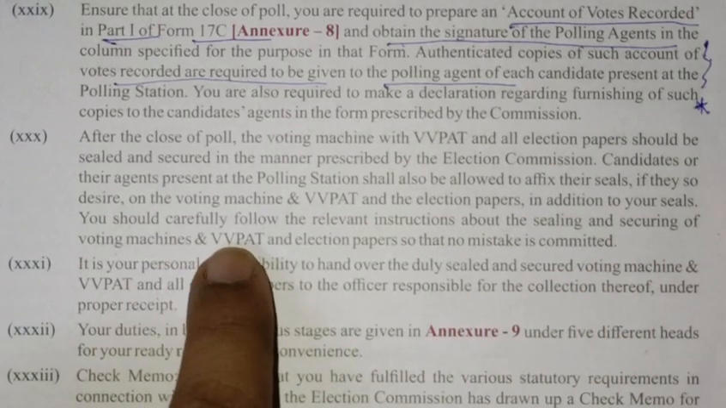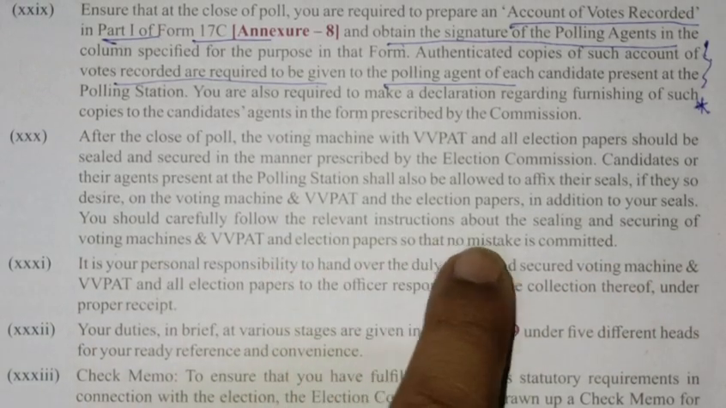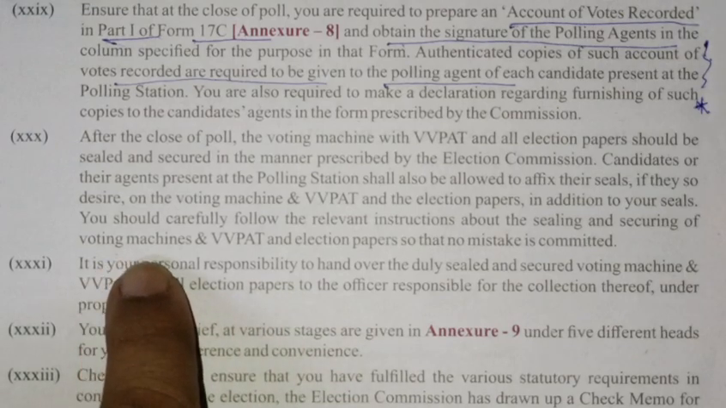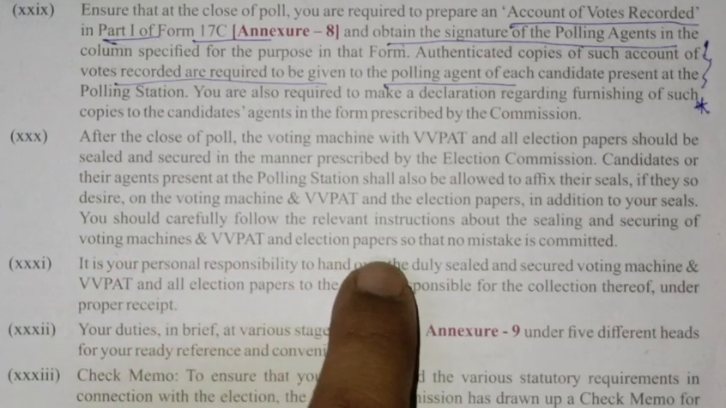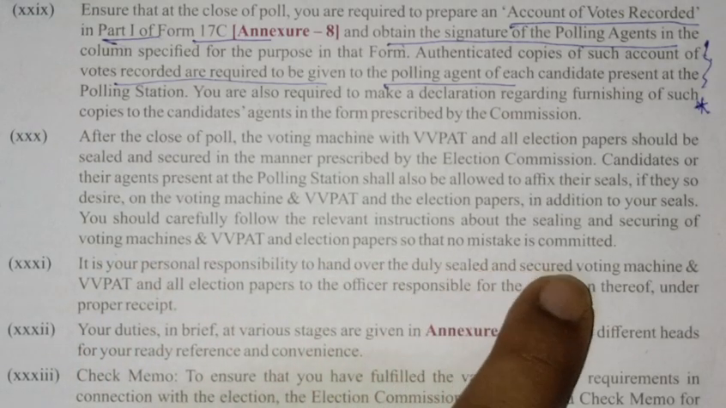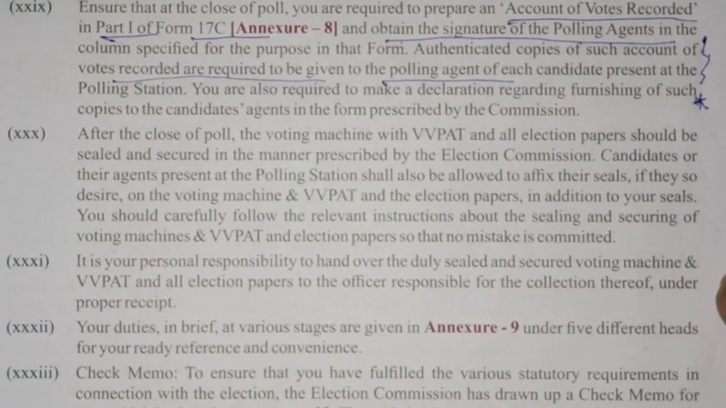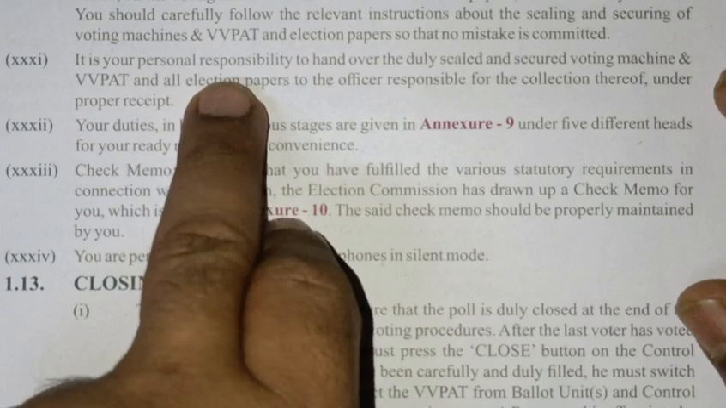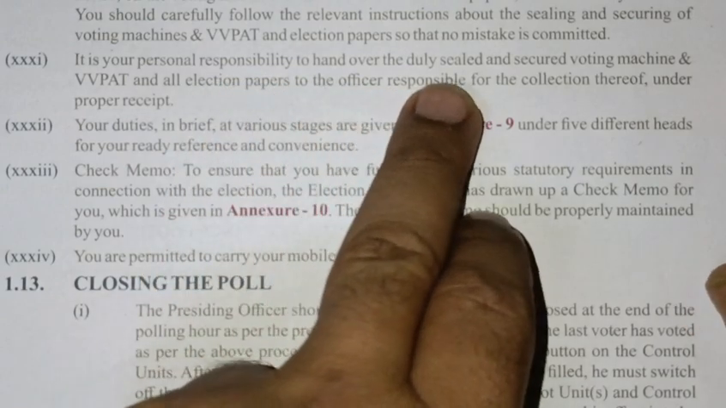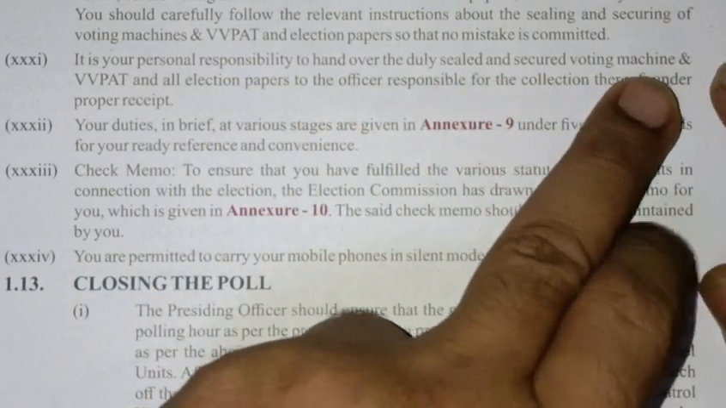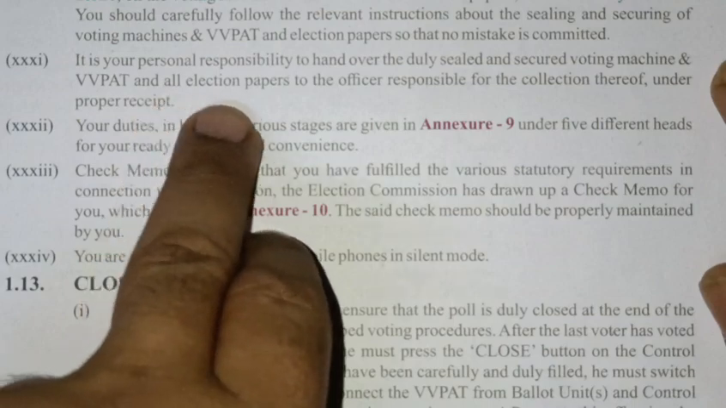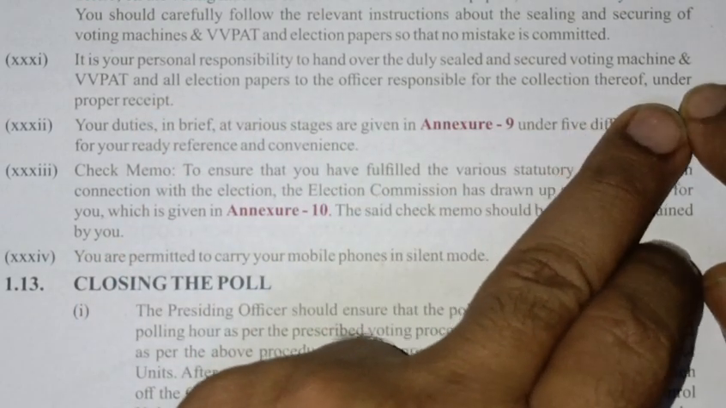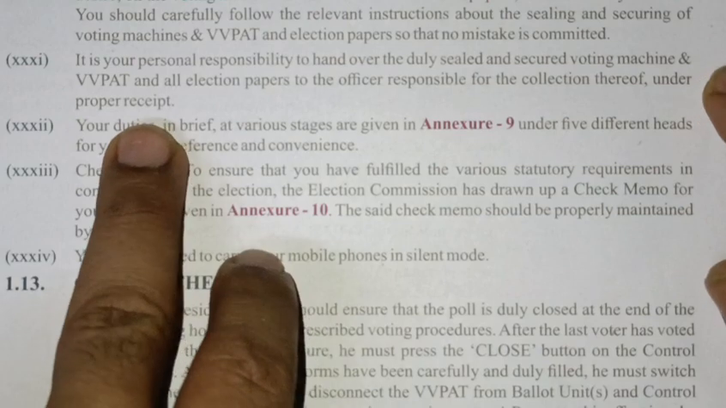You should carefully follow the relevant instructions about the sealing and securing of voting machines and VVPAT and election papers so that no mistake is committed. It is your personal responsibility to hand over the duly sealed and secured voting machines and VVPAT and all election papers to the officers responsible for the collection thereof under proper receipt.